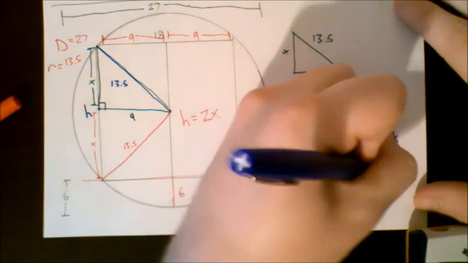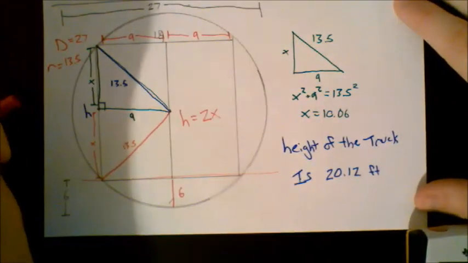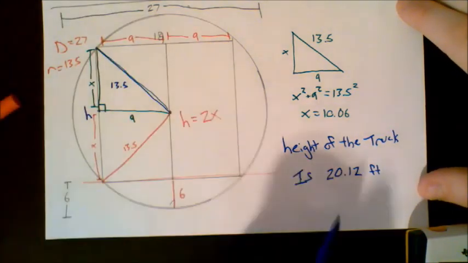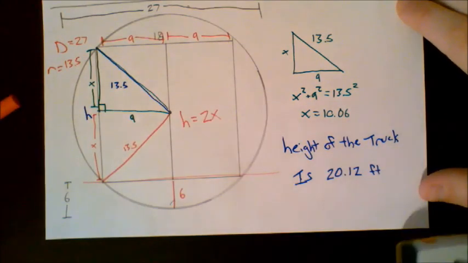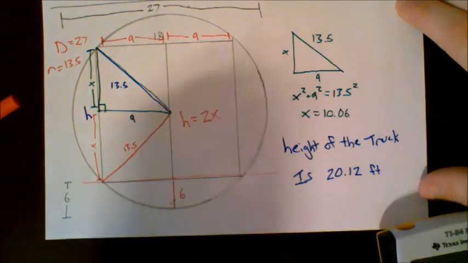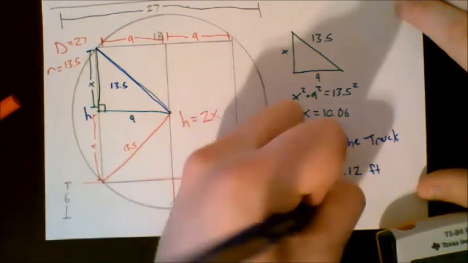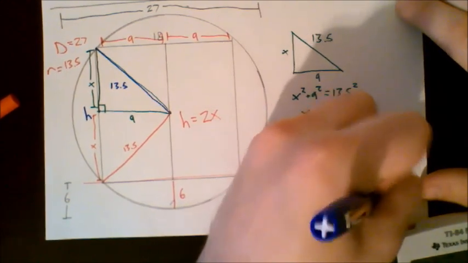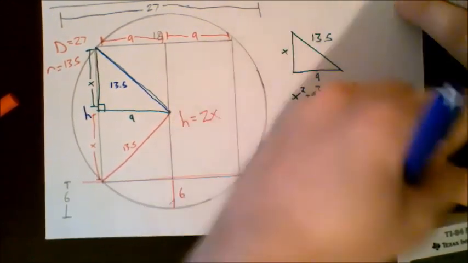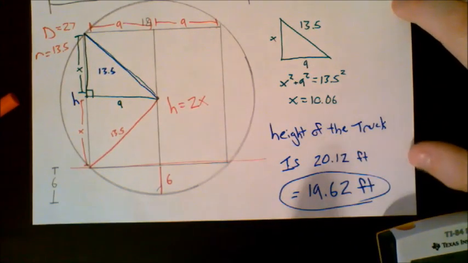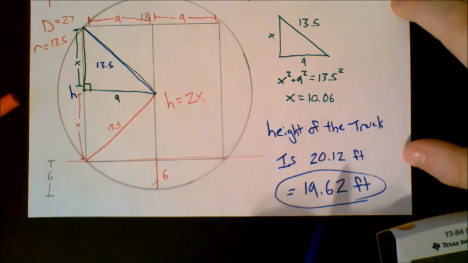20.12 feet. All right, now the very last part of the directions says that we have to subtract 0.5 feet to accommodate for fluctuations in the pavement. So if we just subtract 0.5 from that, 20.12 minus 0.5, that gives us 19.62 feet. So our truck is 19.62, or the maximum height that our truck can be is 19.62.